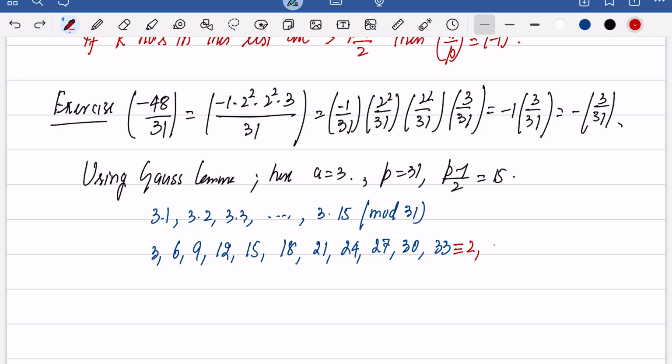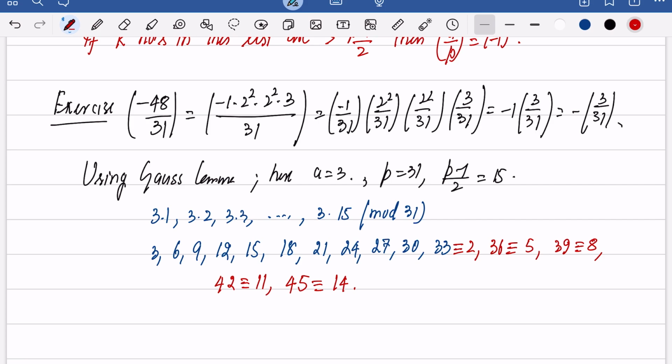Next number will be 36, which is congruent to 5. Next number will be 39, which is congruent to 8. Then there will be 42, which is congruent to 11. The last number is 3 into 15, that is 45, which is congruent to 11 plus 3, that is 14.